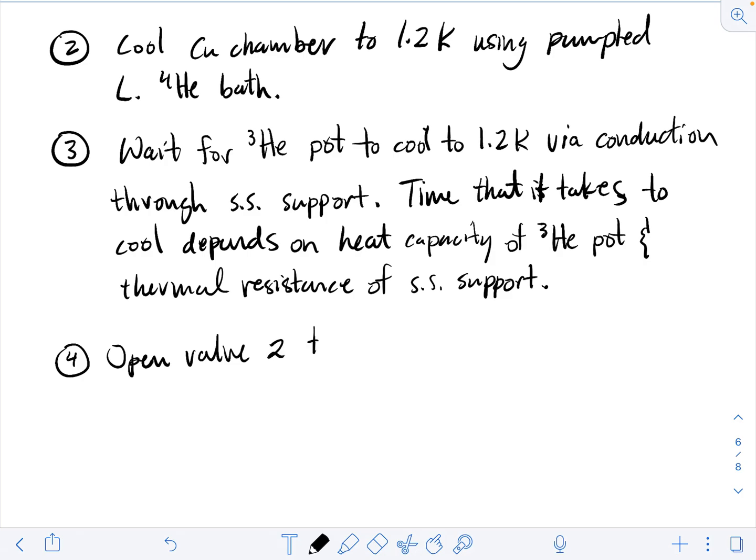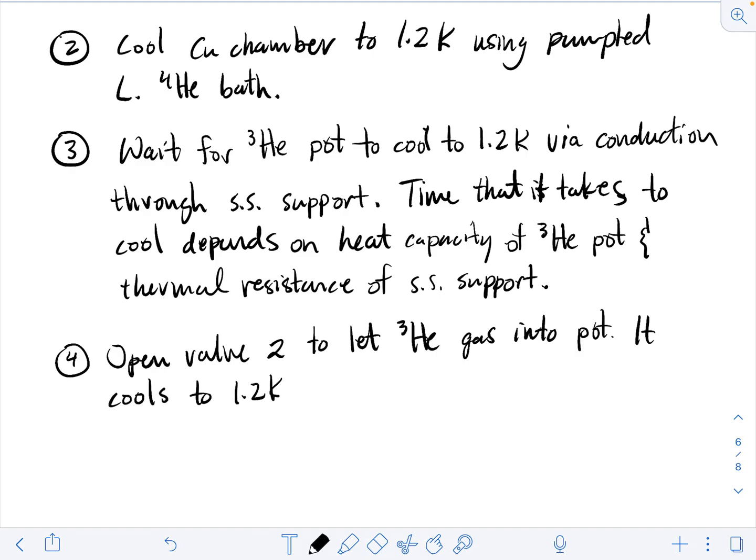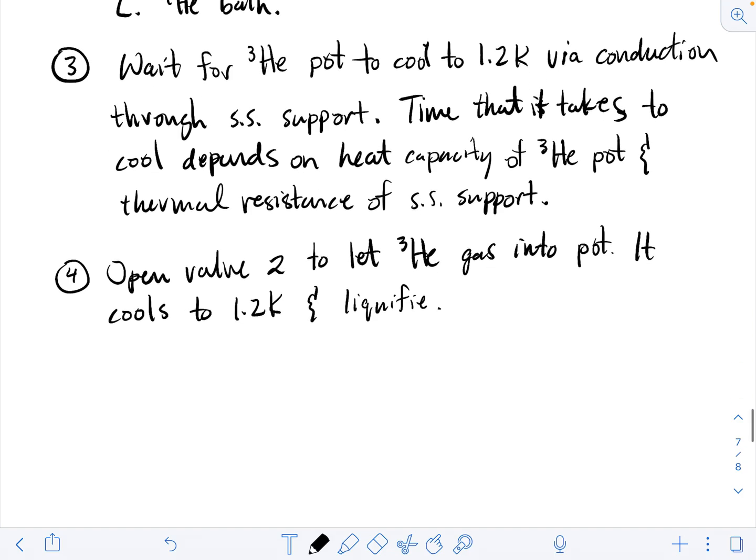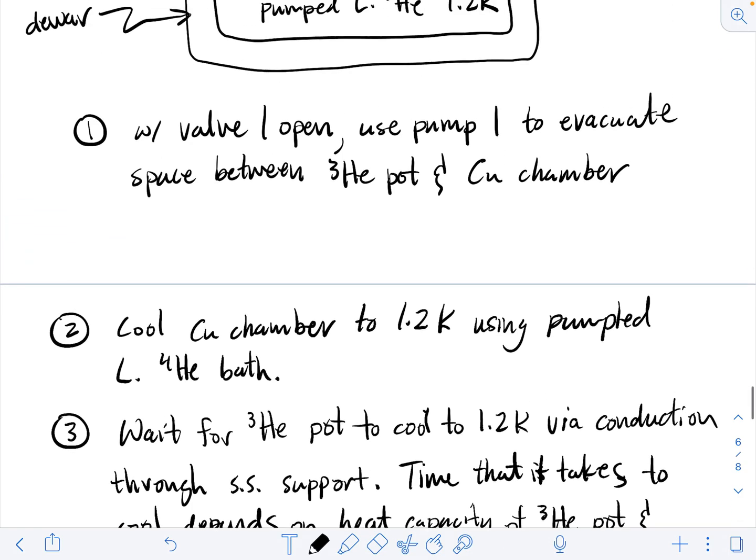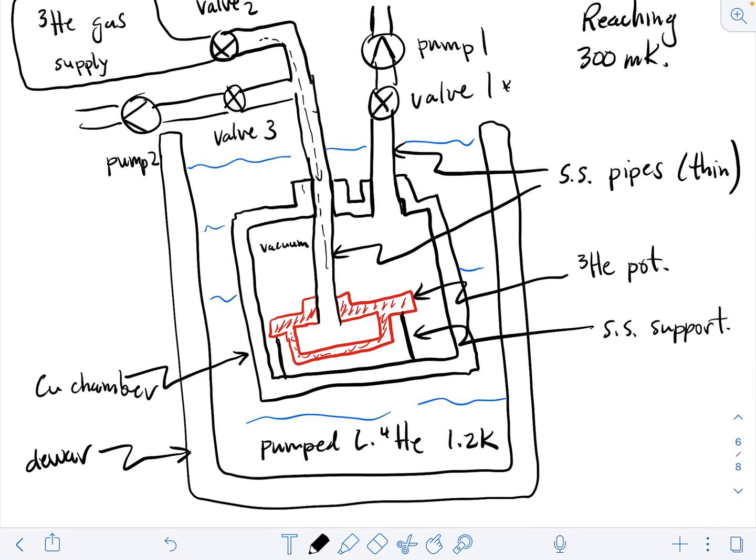Okay, so we open valve 2 to let the helium-3 gas into the pot. That gas will cool to 1.2 Kelvin and liquefy. Okay, so now what we've got is our helium-3 inside here. And so this is our helium-3 bath.